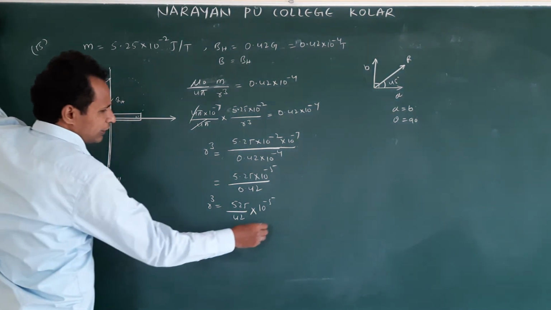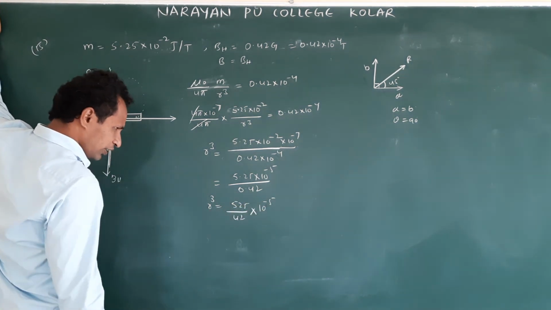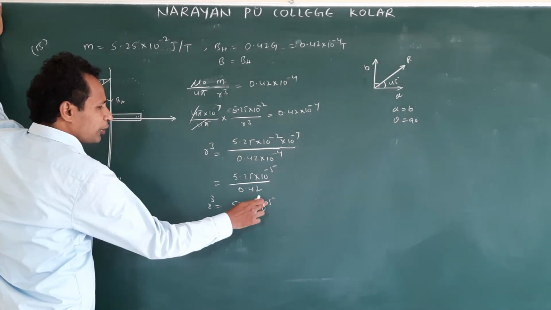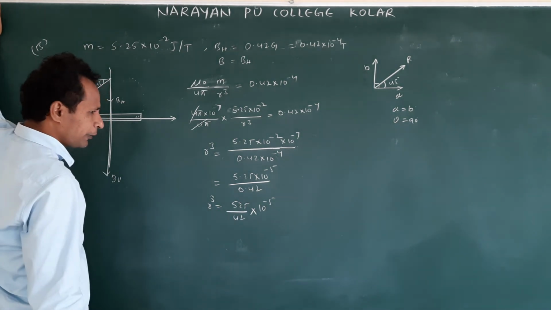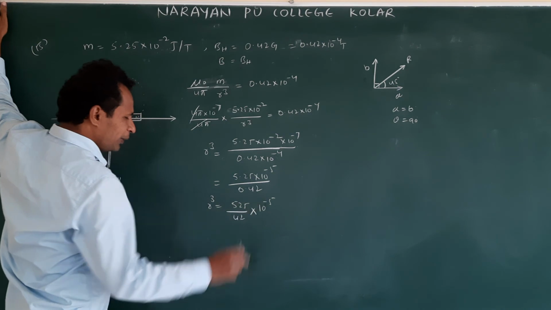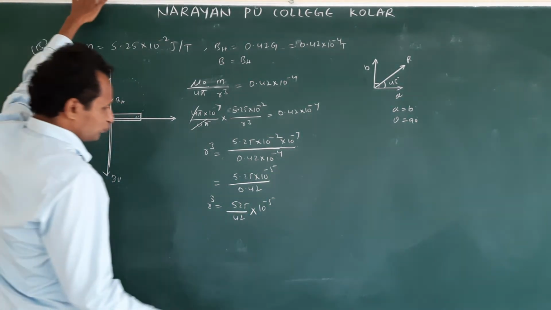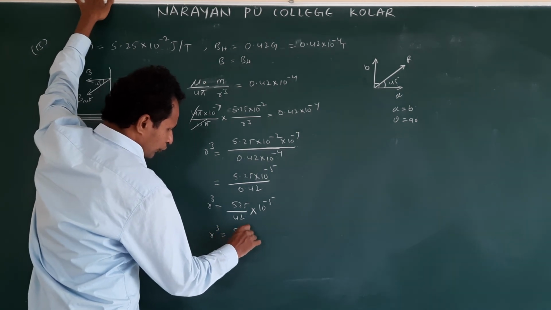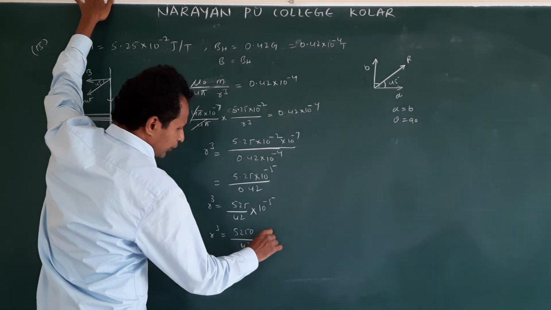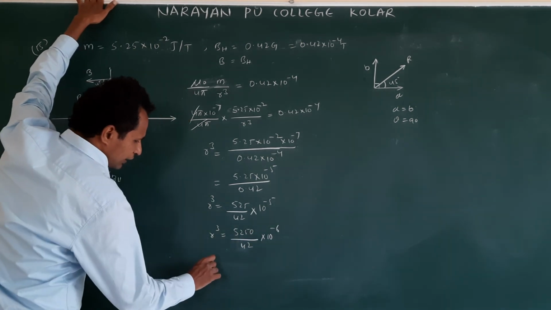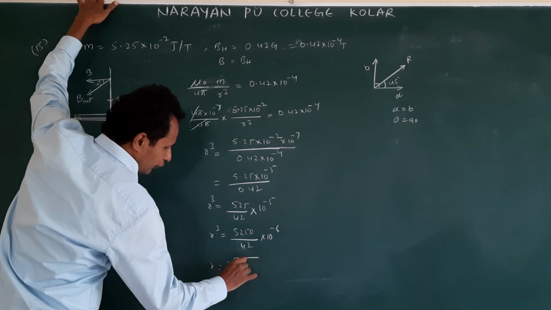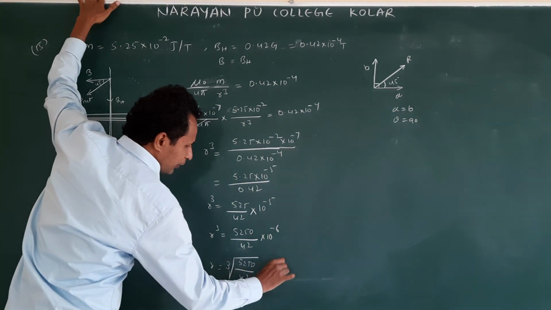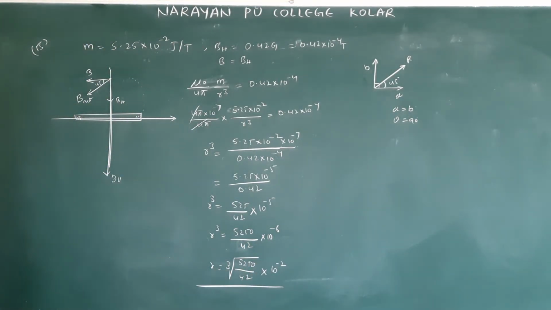So find the cube root. How do we find a cube root? Make it 10 power minus 6, then we will get the cube root. Okay? If you make it 10 power minus 6, I can write r cube equals 5250 by 42 into 10 power minus 6. Then r is equal to cube root of 5250 by 42 into the cube root of 10 power minus 6, which is 10 power minus 2. Do this, you will get the answer, the r value.